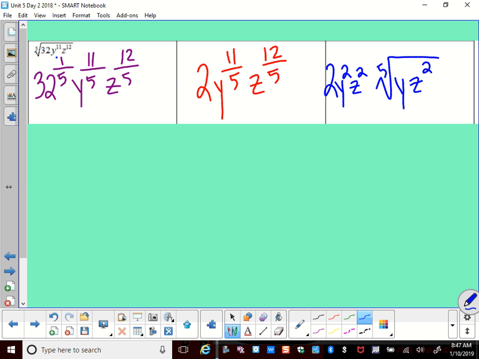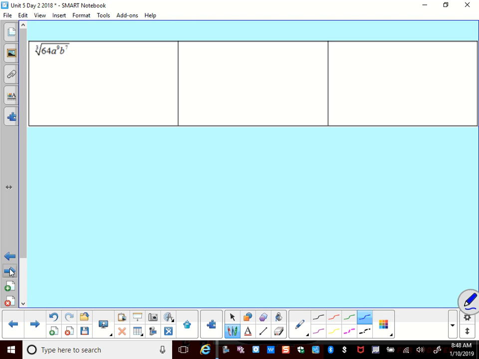Okay, we have one more. All right, I have the cube root of 64 times a to the 9th times b to the 7th. Let's rewrite this. 64 has a power of what? 1 over 3. And a root. And then a has a power and a root. And then b, 7 over 3, right? All right, let's simplify that. In your calculator, 64 to the power of 1/3 is what? 4.